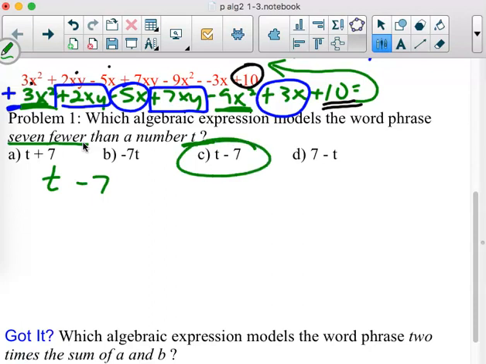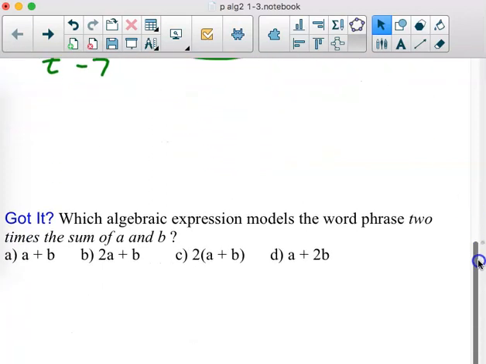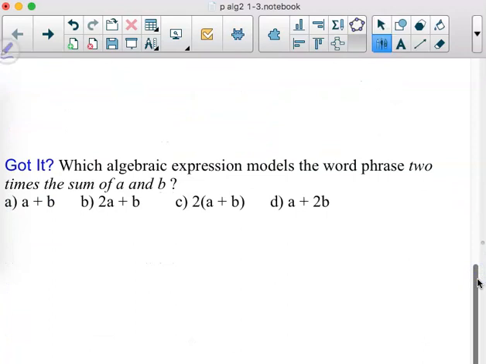Now, this is one that it's pretty common for people to go too fast and put 7 minus t down on that. Be careful when you're reading through those. You know what to do. Just take your time. Try the got it on your own. Which algebraic expression models the word phrase 2 times the sum of A and B?